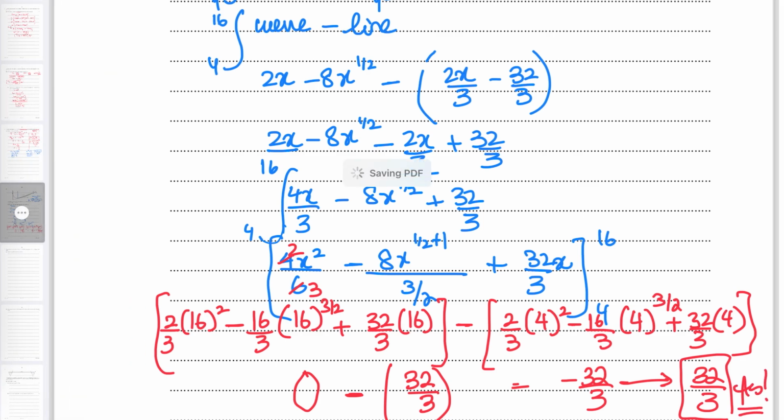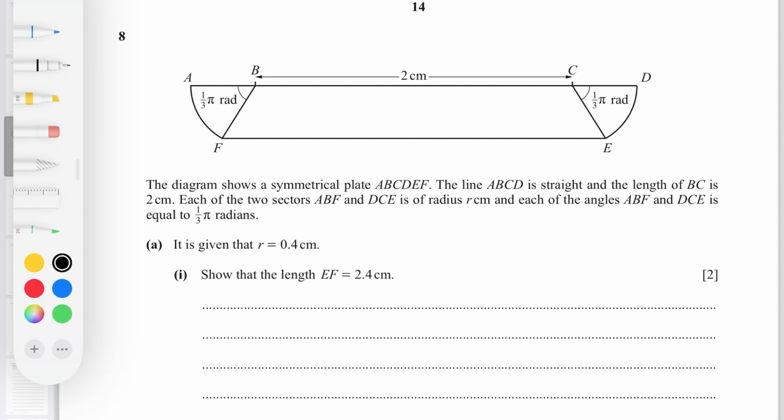Let's move on to the next question. All right, so let's begin with question number 8. The diagram shows a symmetrical plate A, B, C, D, E, F. The line A, B, C, D is straight and the length of BC is 2 centimeters. Each of the two sectors A, B, F and D, C, E is of radius R and each of the angles is equal to pi upon 3.